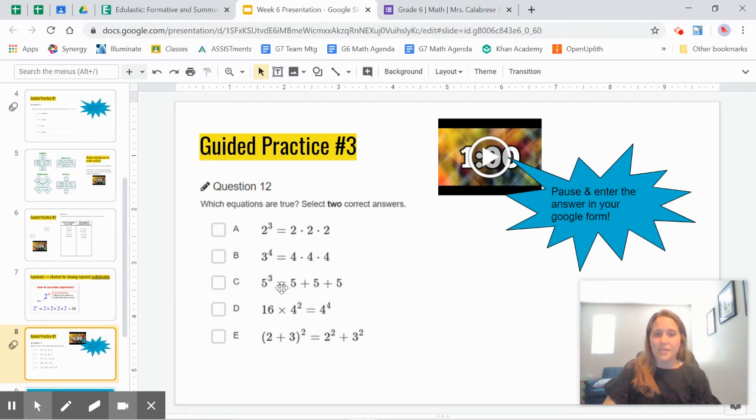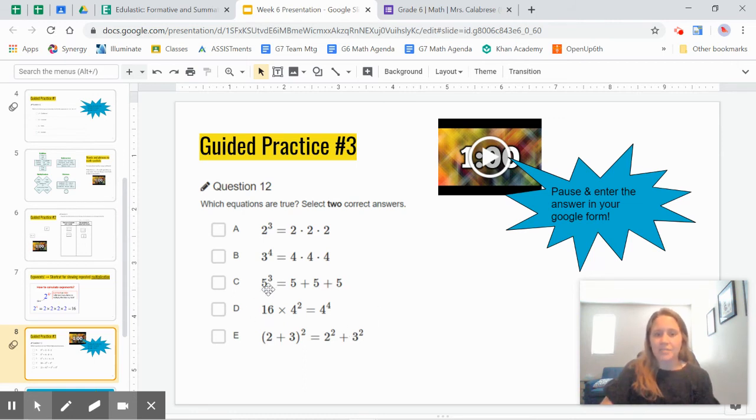How about C? 5 cubed equals 5 plus 5 plus 5. No way, this is repeated addition. I know exponents are a shortcut for repeated multiplication. You got it. Repeated addition is just multiplication. So 5 plus 5 plus 5 is 5 times 3, not 5 to the power of 3.